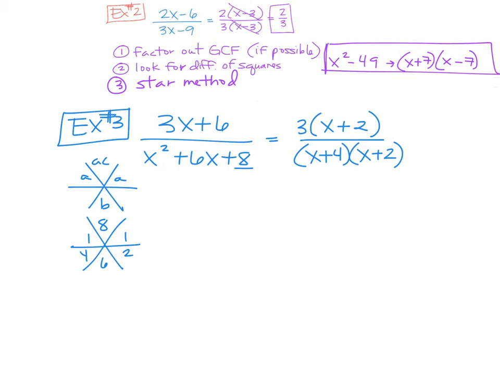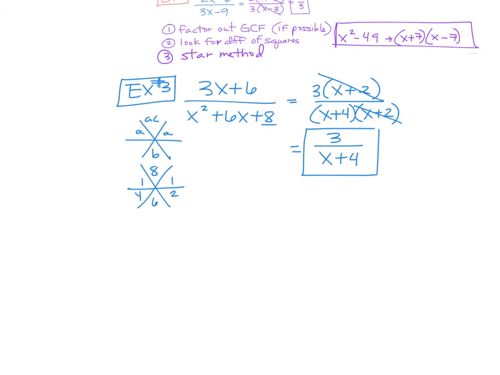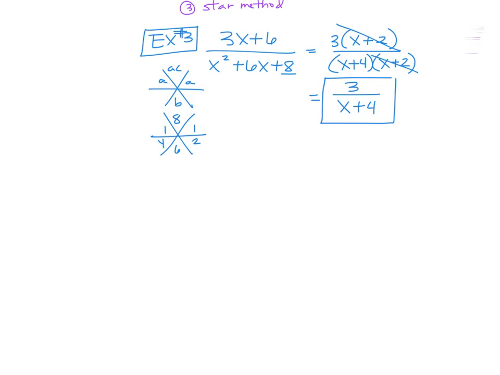Okay? So now here's the thing. When we get to this point, now you can start slashing things away that are going to give us 1, right? So x plus 2 divided by x plus 2 gives us 1. That goes away. That means my answer is 3 over x plus 4. Questions on that? All right, next one.